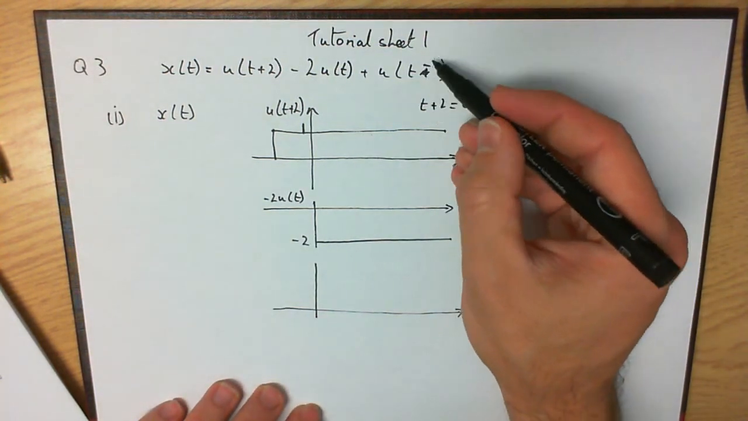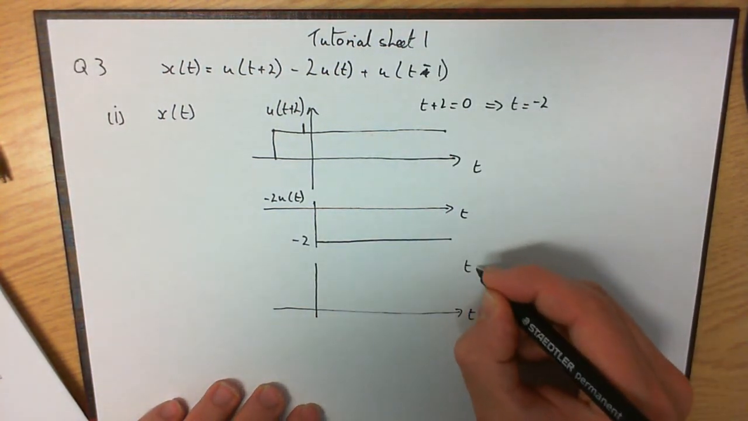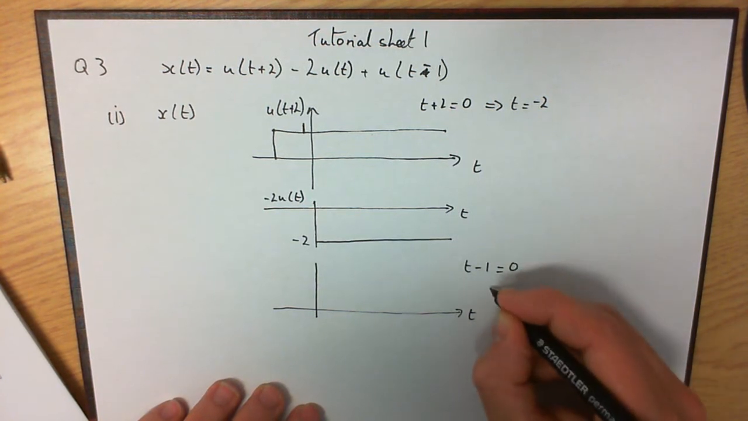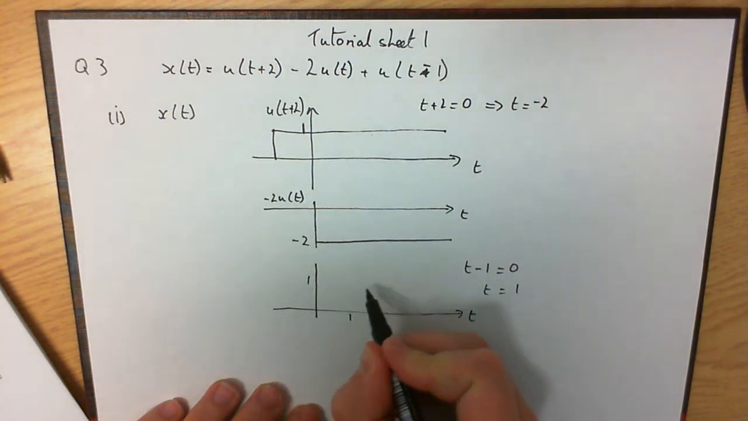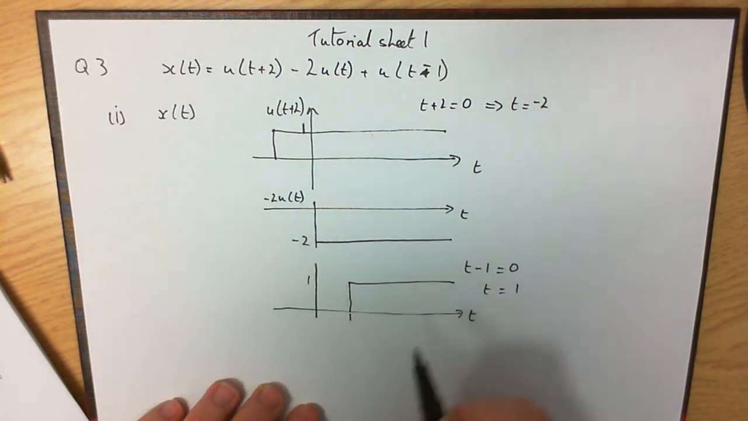And again, we just need to work out the argument. So when t minus 1 is equal to 0, that's t is equal to 1. So that's going to be something that looks like that.